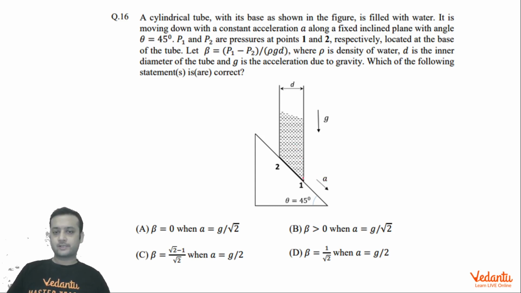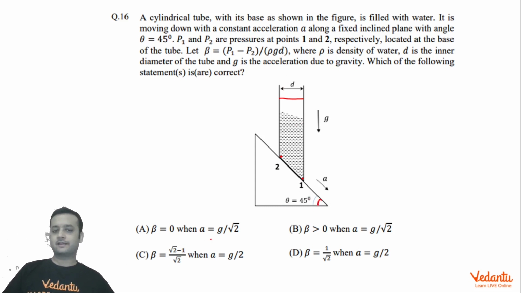So we choose 2 points, P1 which is right at the bottom and P2 which is here. So this pressure difference divided by rho g D has been defined as beta. So beta is (P1 minus P2) divided by rho g D. D is the diameter of the cylindrical tube, which is this distance. Rho is the density and g is the acceleration due to gravity. Theta is the 45 degree inclination angle.